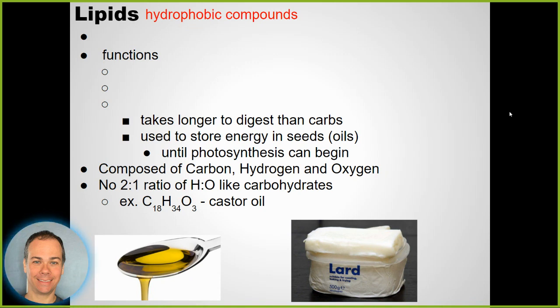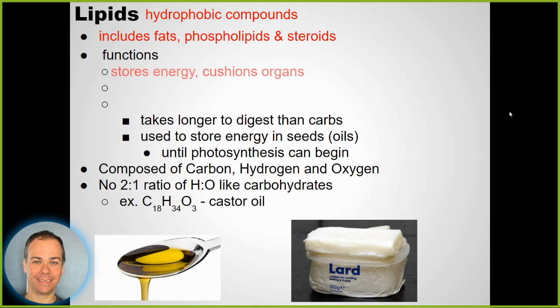So lipids are hydrophobic. What that means is they don't mix well with water. You know, if you pour some oil in water, what happens? Does it mix together? No, it separates. So examples of this are fats. Also, the cell membrane is made of phospholipids. Some hormones are called steroids. They're made of lipids.